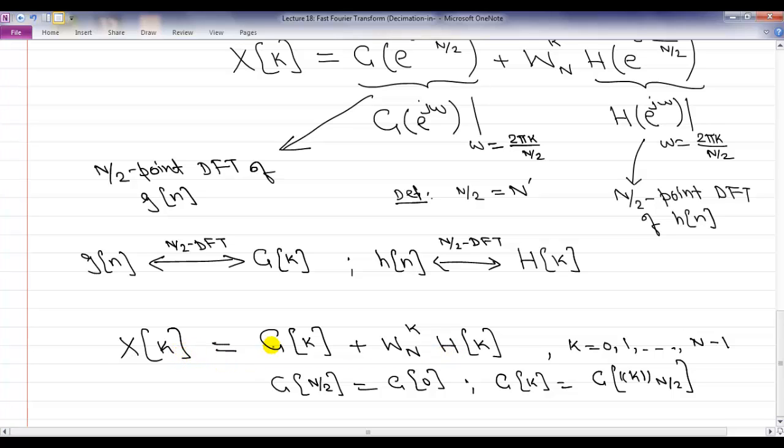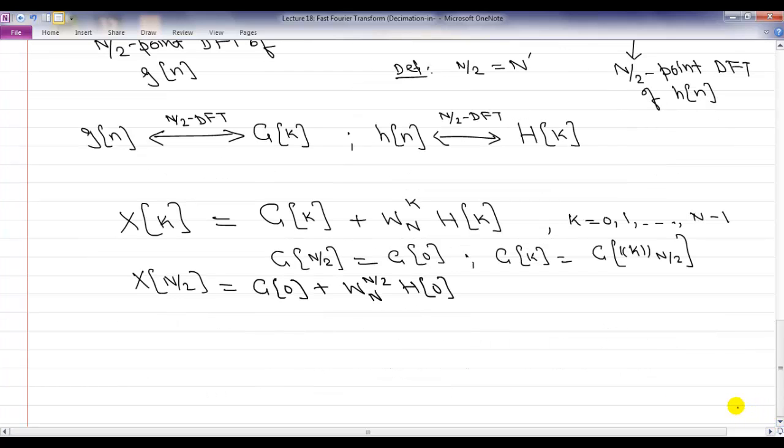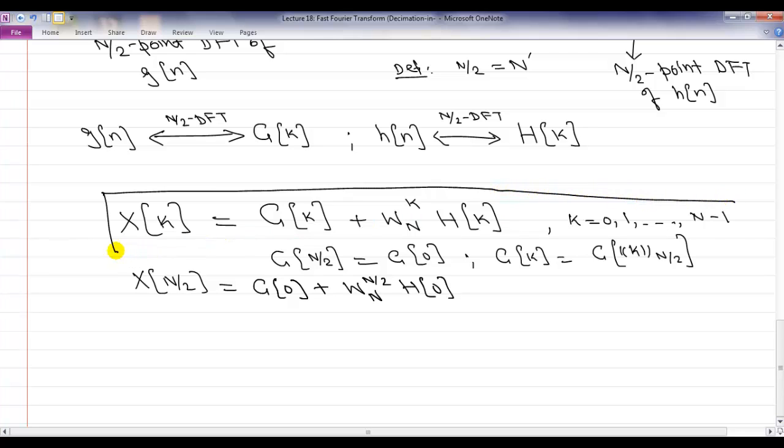So X[0] will be G[0] plus W_N^0 H[0], whereas X[n by 2] will be equal to G[0] effectively, because G[n by 2] is G[0], plus W_N^(n by 2) H[0]. Okay, so this is what we need to keep in mind. We can always take a bigger sequence and compute its DFT as a sum of two DFTs, where the length of each DFT is just half of what we originally started with. If x[n] was length 128, then you can compute the 128 point DFT of x[n] as a sum of two 64 point DFTs.